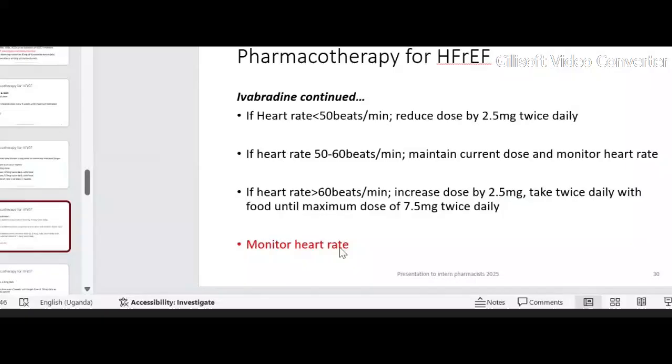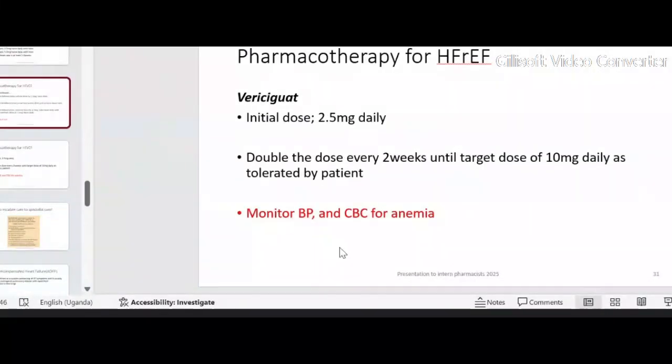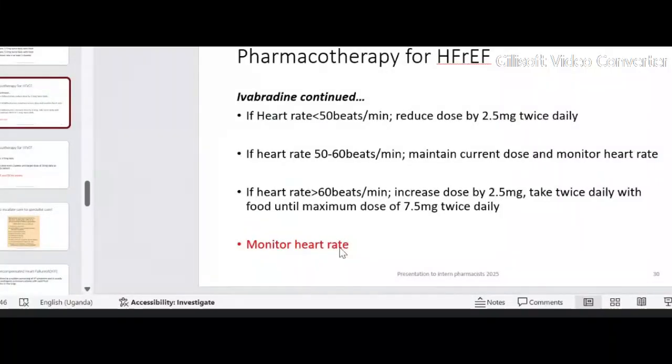Okay, this is still ivabradine continuing. We monitor for heart rate. Remember, the patient must not be having any arrhythmia. They must not be having atrial fibrillation. Okay? If they have atrial fibrillation, we will give them digoxin. We will not give them ivabradine. Okay, so these two, digoxin and ivabradine, will do the same thing in reducing heart rate. But the difference is one will help in atrial fibrillation, one will not be used in atrial fibrillation. This one, heart failure with sinus rhythm. Digoxin, heart failure with atrial fibrillation.